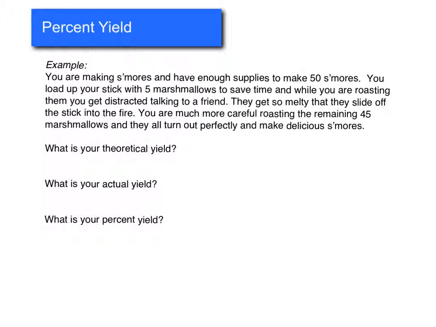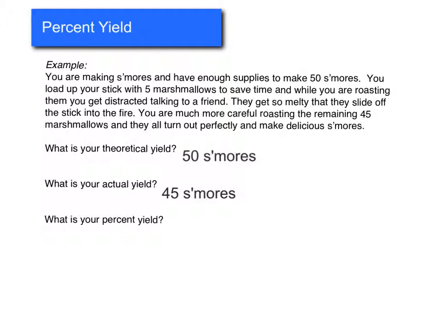So your theoretical yield would have been 50. So you had enough supplies to make 50 s'mores, and that's what should have happened. But actually, things happen in life, and you don't always get all that you should. You ended up with 45. So one thing to note is that your actual yield should never be bigger than your theoretical yield. You can't make something if you don't have enough supplies to make it.